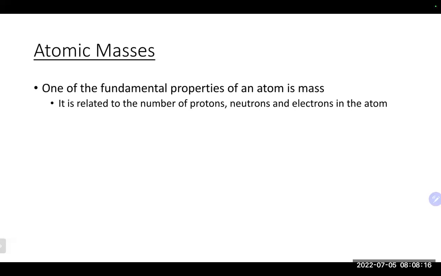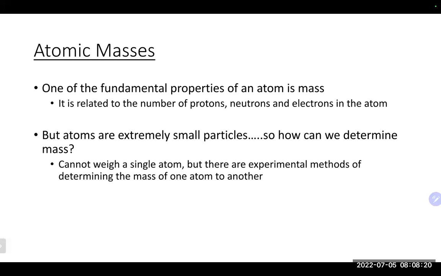So the first thing we're going to talk about is atomic mass. And remember that the atomic mass is actually what we find on the periodic table, not that mass number, but it is the number that we see here on the bottom. And that is the atomic mass of a particular element. It is obviously related to the number of protons, electrons, and neutrons within the atom.